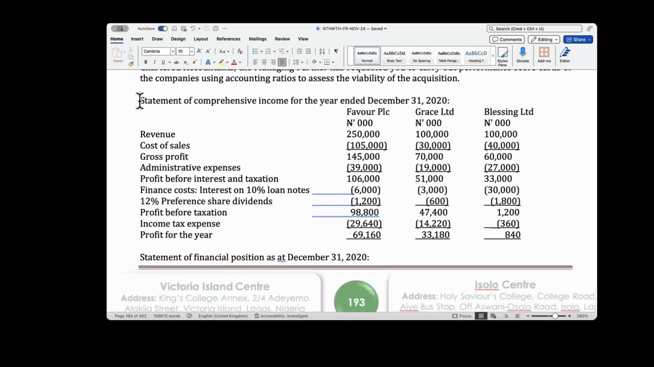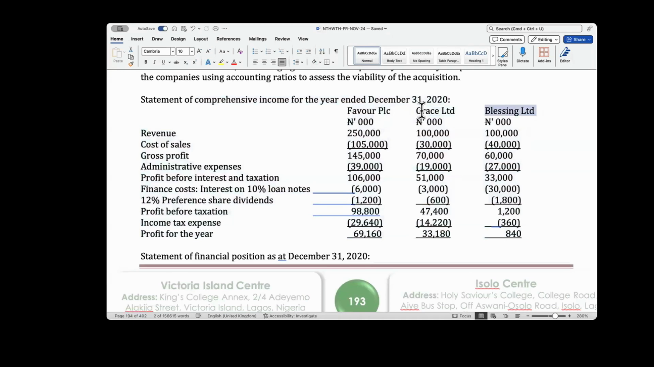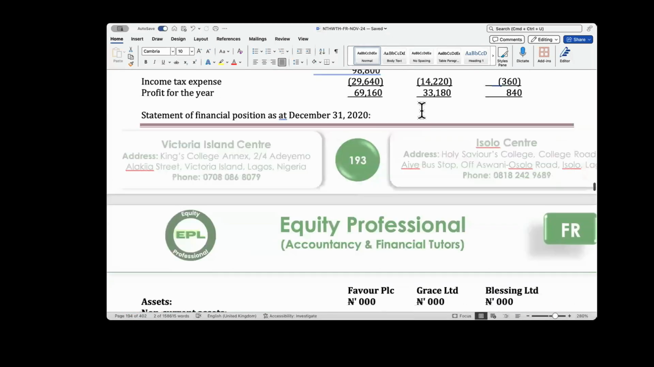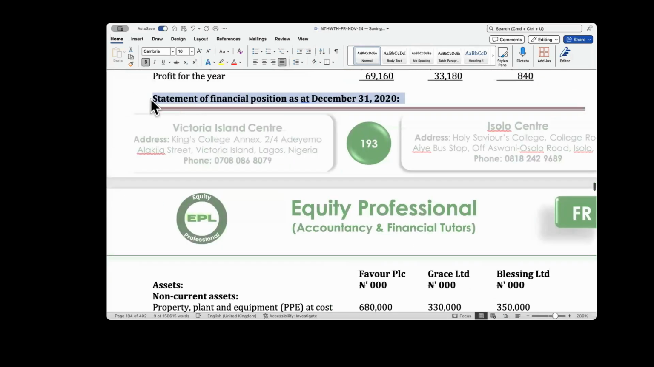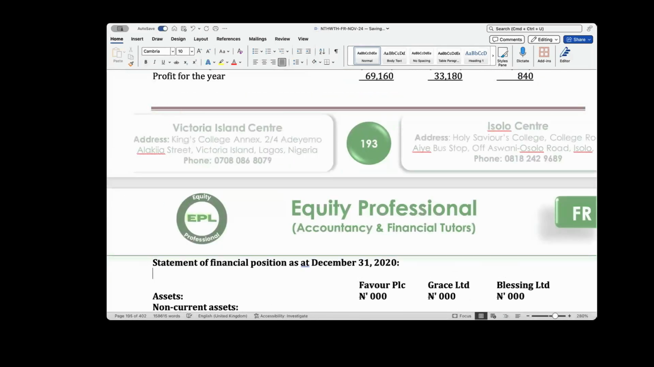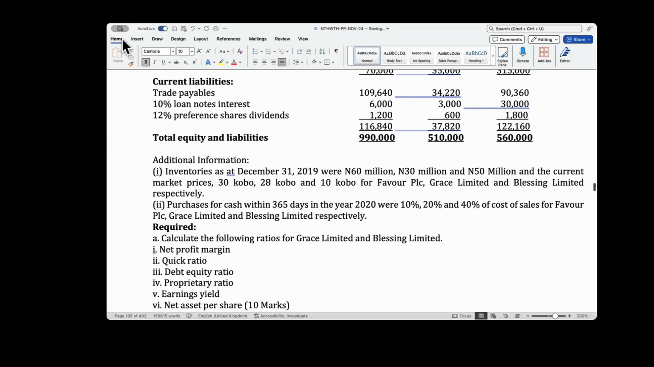So they gave us the P&L of the 3 companies. So we are not really concerned about Favor. We are concerned about Grace and Blessing. And they gave us their statement of financial position too. Let me just put it down here. So they gave us all this. And they gave us some additional information.